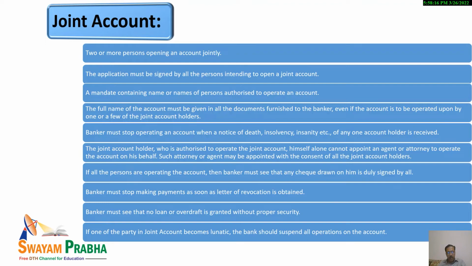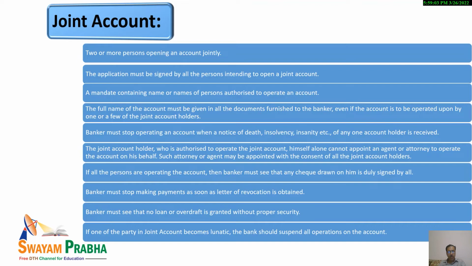One thing you should note, I have already told you that in case the bank becomes aware of the death, insolvency, or insanity of any one of the persons who have opened the joint account, in that case, the bank should suspend the banking operations. Let us suppose A, B and C have authorized B to operate this joint account. So B can operate the account himself. B may also appoint some agent or attorney to operate this account.